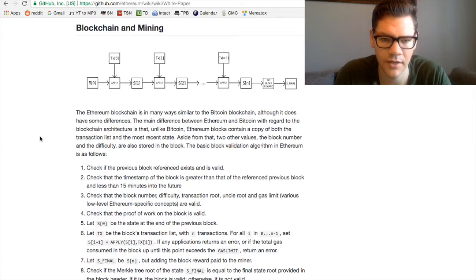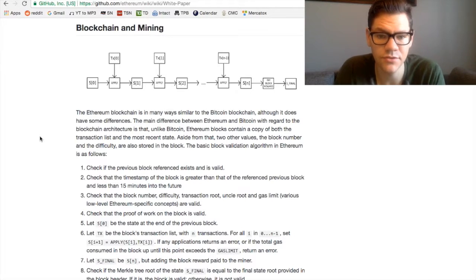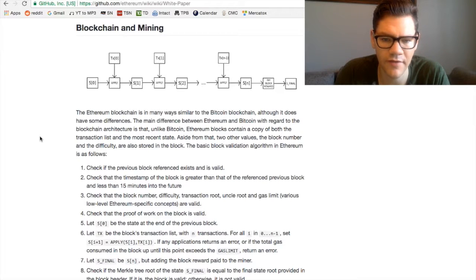Blockchain and mining. The Ethereum blockchain is in many ways similar to the Bitcoin blockchain, although it does have some differences. The main difference between Ethereum and Bitcoin with regards to the blockchain architecture is that, unlike Bitcoin, Ethereum blocks contain a copy of both the transaction list and the most recent state. Aside from that, 2 other values, the block number and the difficulty, are also stored in the block. The basic block validation algorithm in Ethereum is as follows.